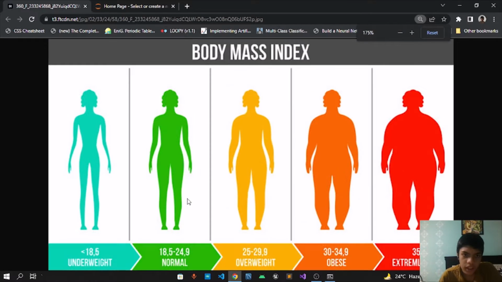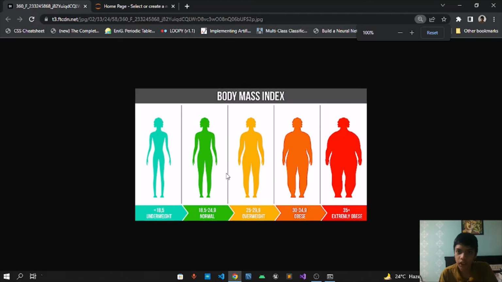So if we see, if our BMI is less than 18.5, then we are underweight. Then 18.5 to 24.9 is normal, 25 to 29.9 is overweight, and then obese and extremely obese. So this is how the body mass index looks, and let's get started with our project with this concept.